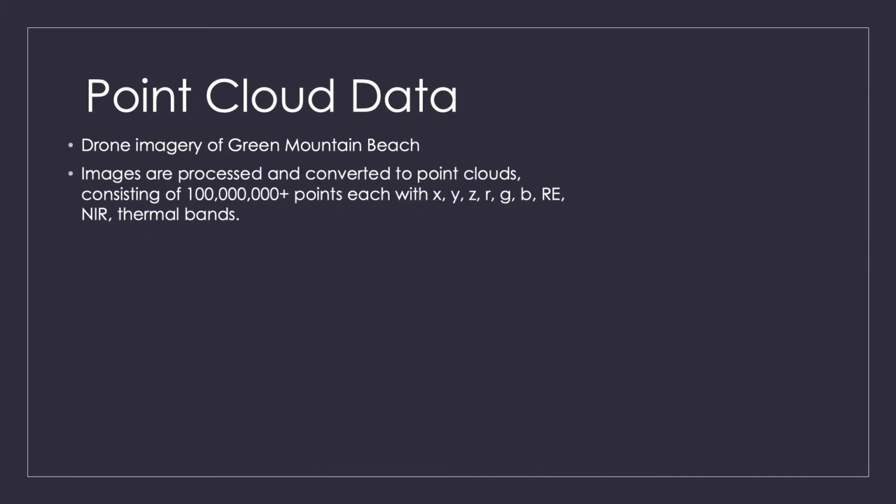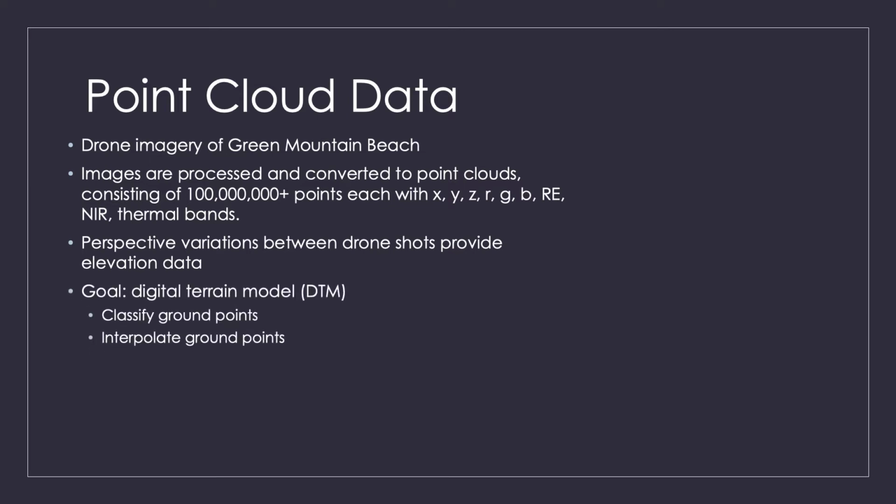These images are then processed and converted into point clouds, which can consist of more than 100 million points. Each of these points have positional data, such as X, Y, and Z, as well as spectral data, such as red, green, and blue. The elevation data, or Z coordinates, is found by looking at the perspective variations between the drone shots. The goal of this project is to create a digital terrain model, or DTM.